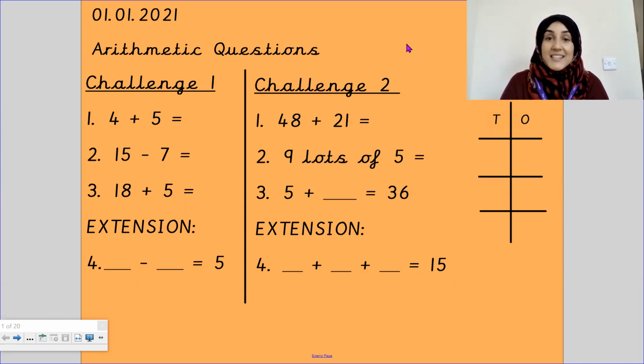So let's sit tight and crack on with our arithmetic. If you would like to do challenge 1, then please complete challenge 1. If you would like to do challenge 2, then please complete challenge 2. And once you come back, we will complete the questions together. So good luck, Morris class, and see you in a few seconds.